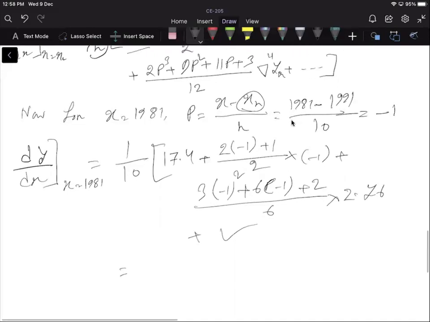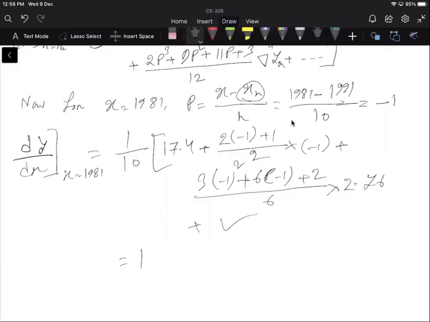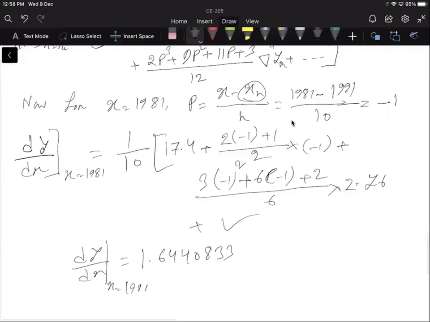After calculating and simplification, you will find the value is 1.6440833, dy by dx at x is equal to 1981. So your population growth rate at 1981 is 1.64%. This is your population growth rate.